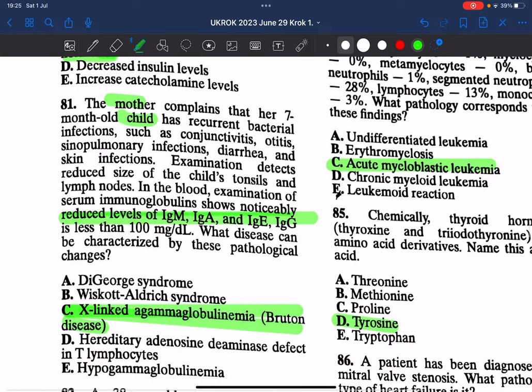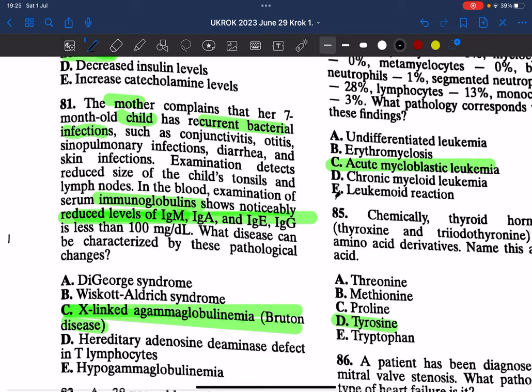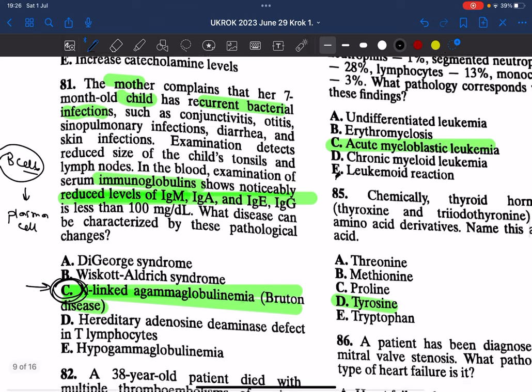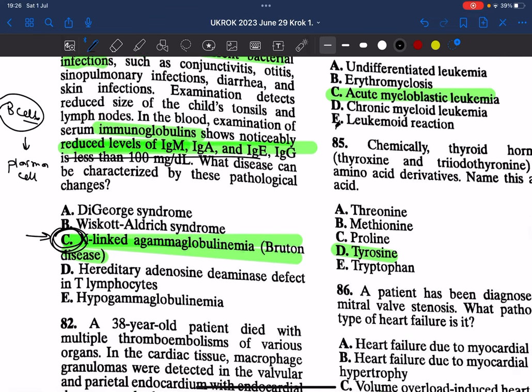We have a child who has recurrent purulent bacterial infections, and we see that all the immunoglobulins are reduced: IgM, IgA, and IgE. These immunoglobulins or antibodies are produced by plasma cells, right? And plasma cells come from B cells. This is an immune deficiency called X-linked agammaglobulinemia, or Bruton disease. It's a primary B cell deficiency that leads to reduced antibodies, and that leads to recurrent bacterial infections.